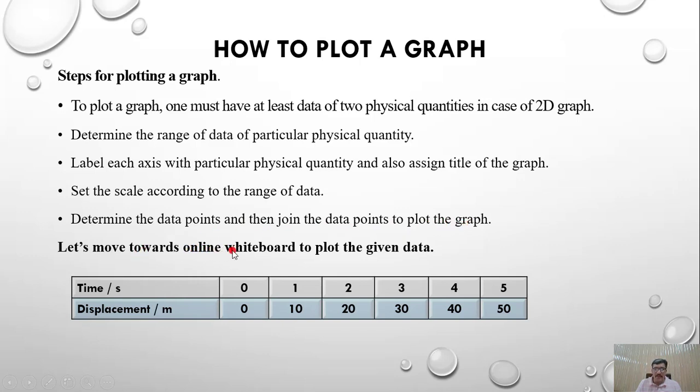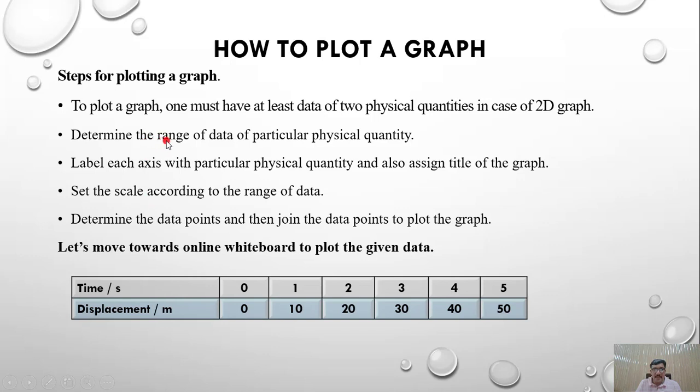Now let's move towards the online whiteboard to plot the given data. Here I have two physical quantities, and our first step is that we must have at least two physical quantities in case of a two-dimensional graph. So I am going to plot a two-dimensional graph, or 2D graph. Time is a physical quantity and its SI unit is second. The other physical quantity is displacement, and its SI unit is meter.